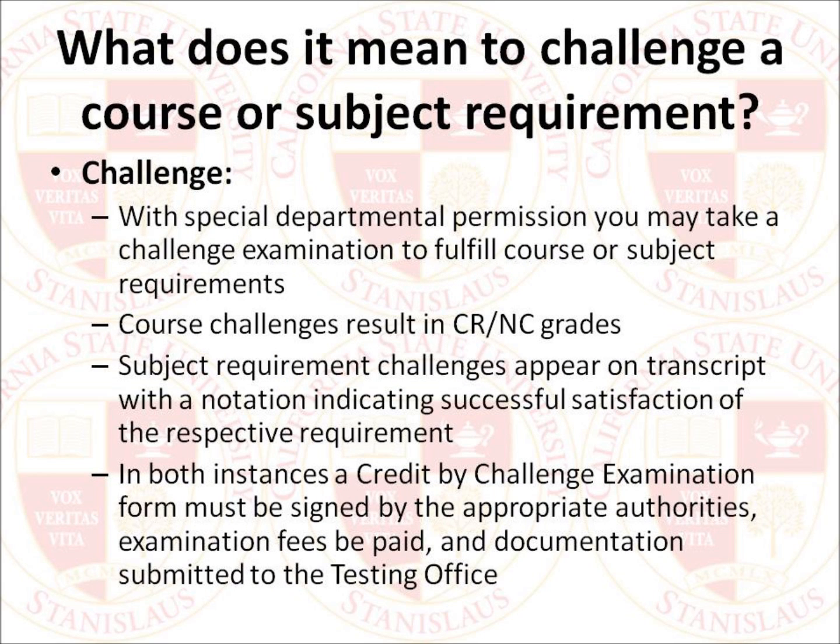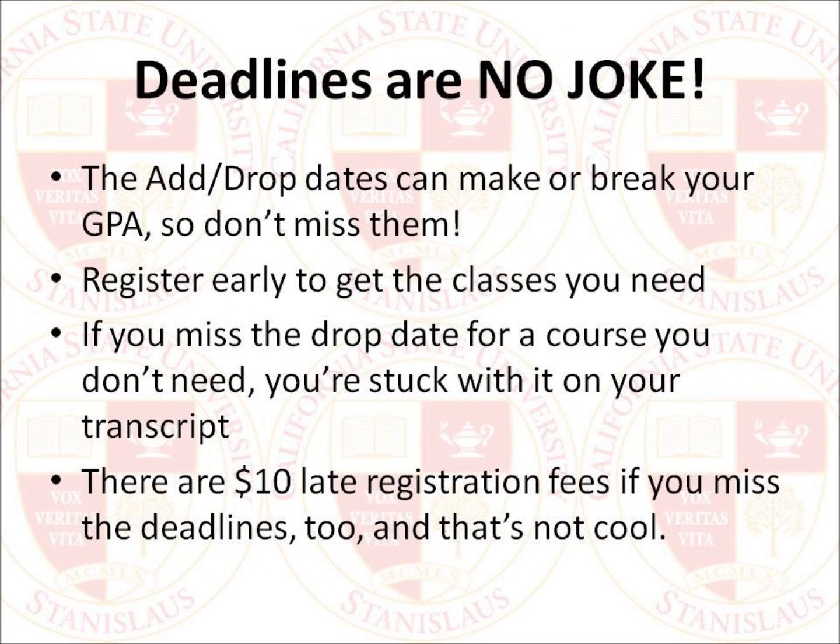What does it mean to challenge a course or a subject requirement? With special departmental permission, you may take a challenge examination in order to fulfill course or subject requirements. If you challenge a course, your grade will result in credit or no credit instead of a letter grade. If you're challenging a subject requirement, that will appear on your transcript with a notation indicating that you've successfully completed that course requirement. In both instances, a credit by challenge examination form must be signed by the appropriate authorities, you must pay examination fees, and documentation must be submitted to the testing office in order for the challenge to take place.